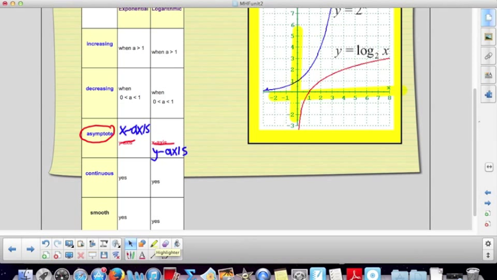Both functions are continuous, both are smooth. You'll notice curvature to your graph. When we're doing regression, you're going to notice that your regression values have everything to do with how flat the graph is, how much curve there is to the graph, just like we had slopes before, but we'll talk about that in a little bit.